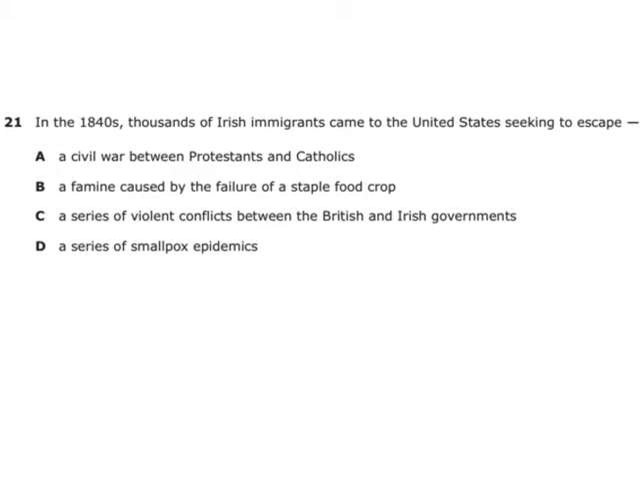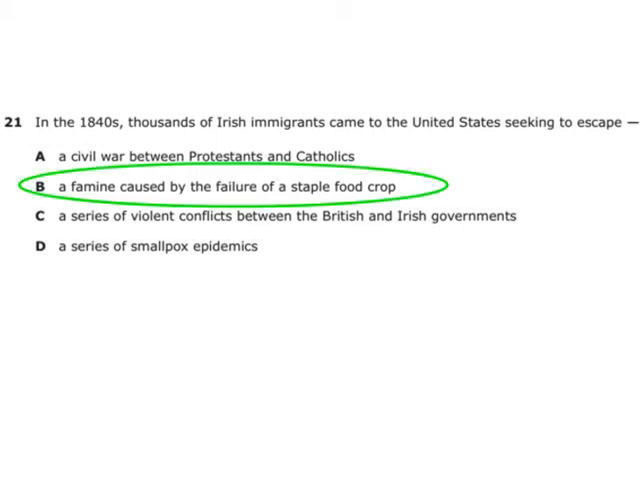In the 1840s, thousands of Irish immigrants came to the United States seeking to escape a famine caused by the failure of a staple food crop. Staple food crop just means a food crop that is one of the most important and essential food crops that you have. It's an essential, important backbone of what you have in your food. And that was the potato famine, right? A famine, by the way, just means that their food was dying and not being able to grow. In their particular case, I believe there was a disease that spread through all the potatoes.